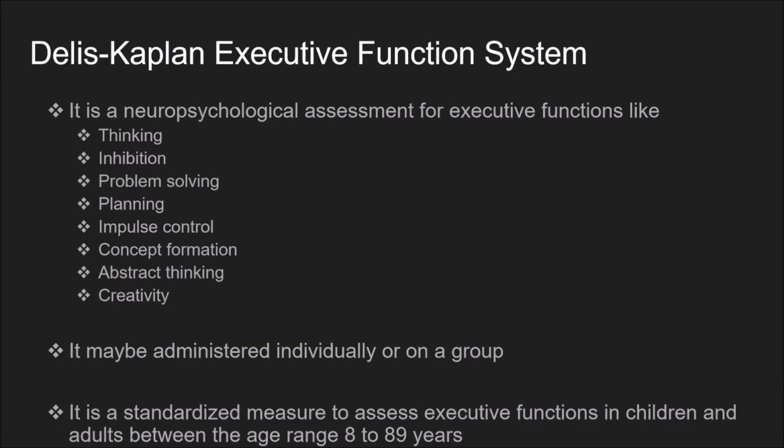Delis-Kaplan Executive Function System. It is a neuropsychological assessment for executive functions like thinking, inhibition, problem solving, planning, impulse control, concept formation, abstract thinking, and creativity. It may be administered individually or in a group. It is a standardized measure to assess executive functions in children and adults between the age ranges of 8 to 89 years.